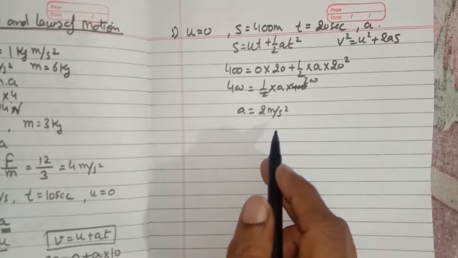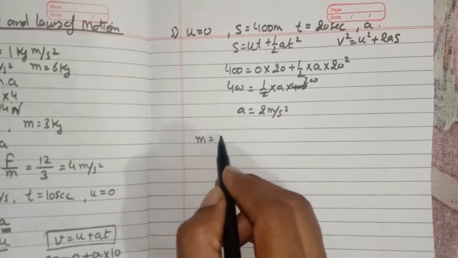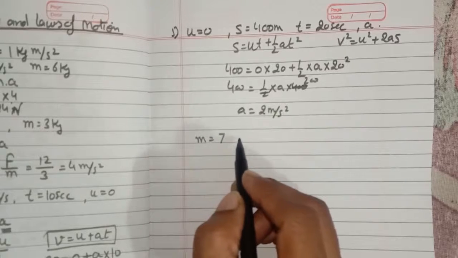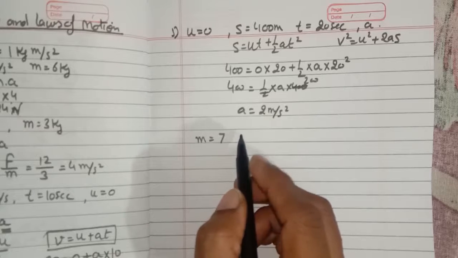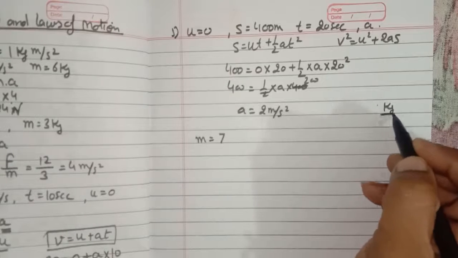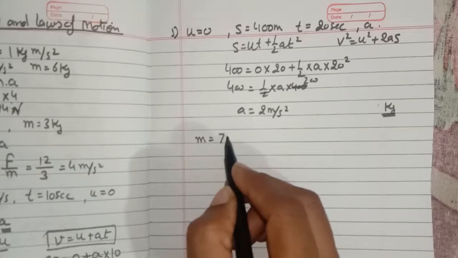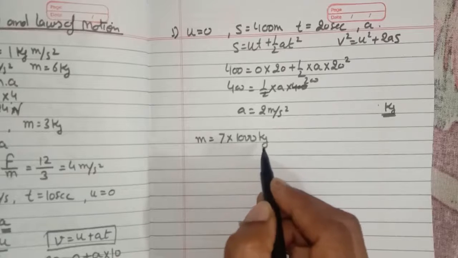Now the next part of the question is, the mass of the truck is 7 metric ton. The value of 1 metric ton is 1000 kilogram. Since we know that the SI unit of mass is kilogram, first we will convert the metric ton into kilogram. 7 into 1000 kg. This is the mass of the truck.